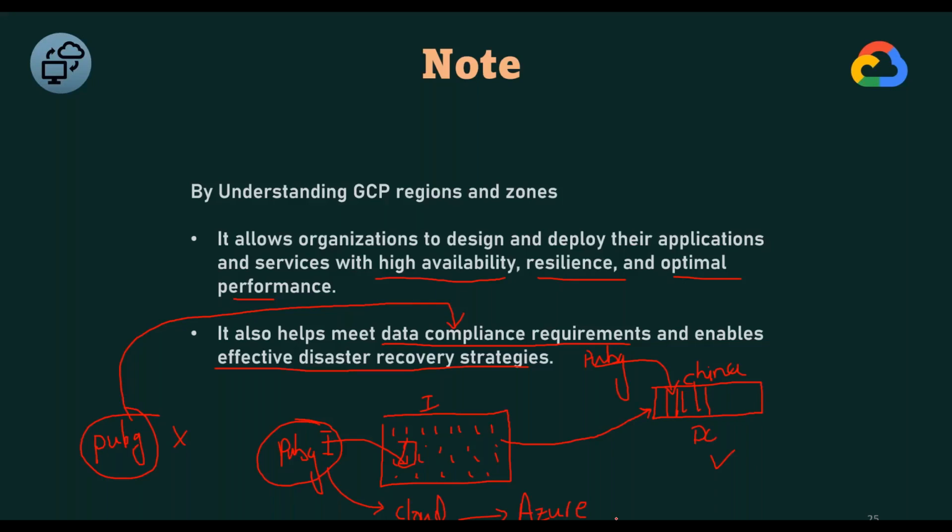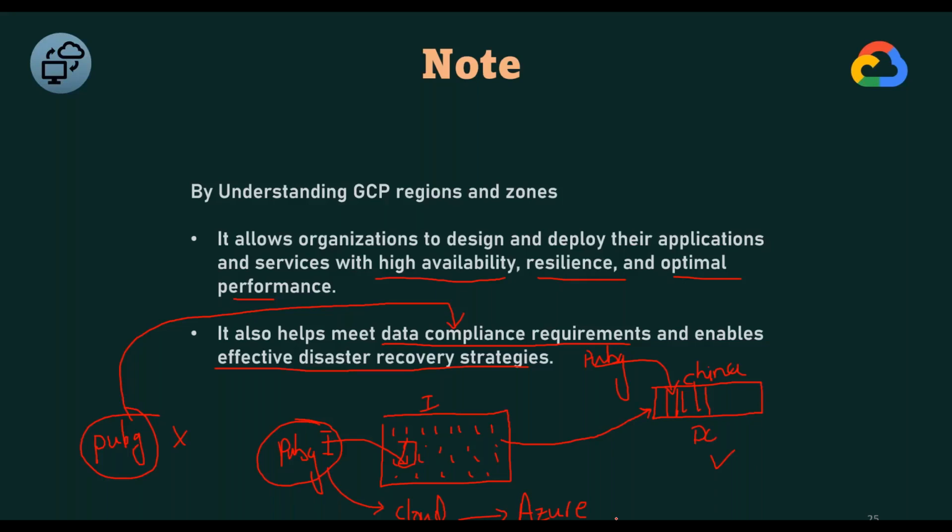So the locations concept is the same throughout the cloud platforms. Whether you go to GCP, AWS, or Azure, wherever you go, the locations concept is the same. The only difference is that the location names, the zone names, and the nomenclature are different, but the concept is the same.